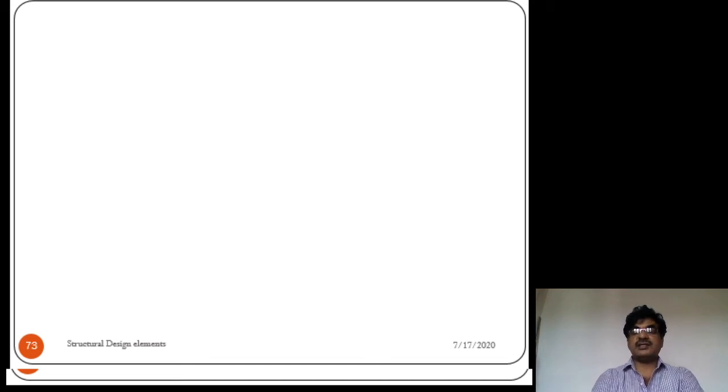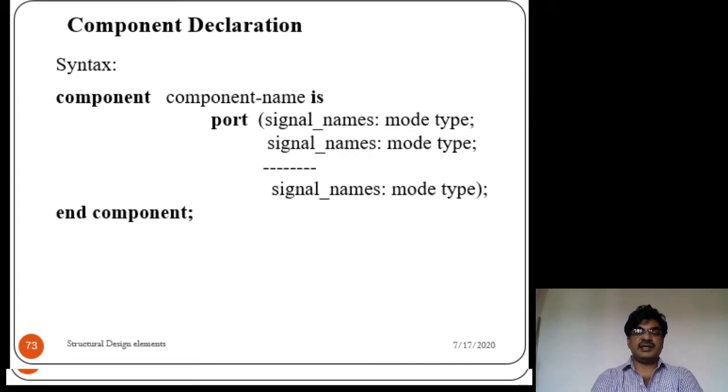So let us see what is the syntax for the component declaration. Previously also we discussed component declaration. Its syntax is similar to the entity syntax. The only difference is that instead of the word entity, the word used here is component. Component name, that is a user defined name, is port of different signals, their mode and their data type. Then end component.